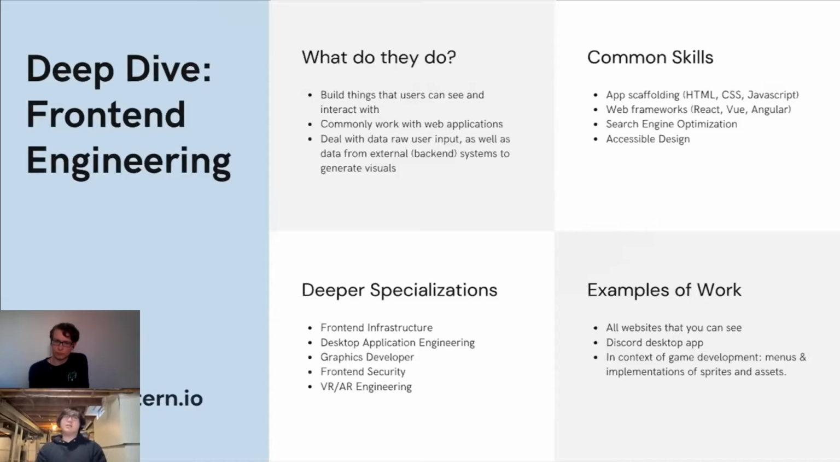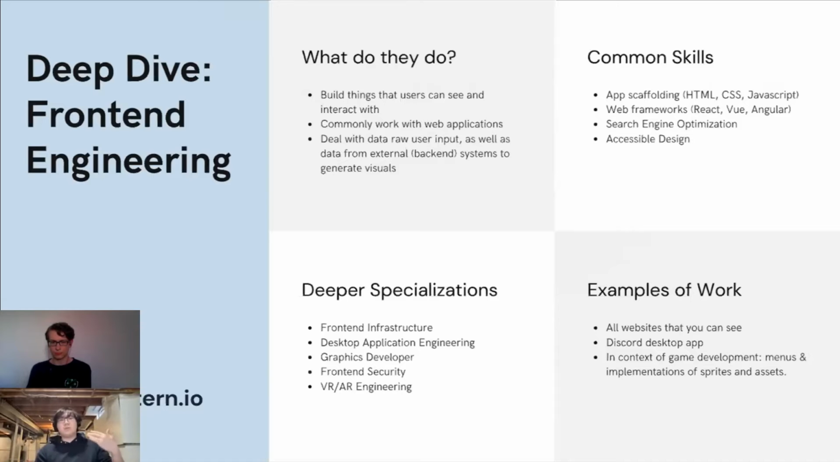Some of the common skills that these engineers use involve app scaffolding from HTML, CSS, and JavaScript. JavaScript is a whole beast unto itself, with a lot of different quirks and nuances to really get used to. There are a lot of web frameworks that are assumed knowledge if you say you're a front-end engineer. Usually it's one of React, Vue, or Angular, which are libraries that help you build a web application in a structured manner.